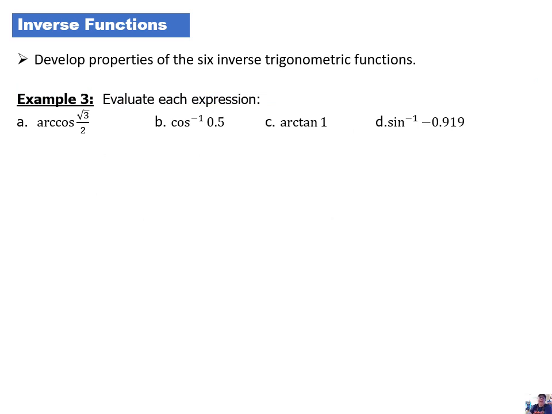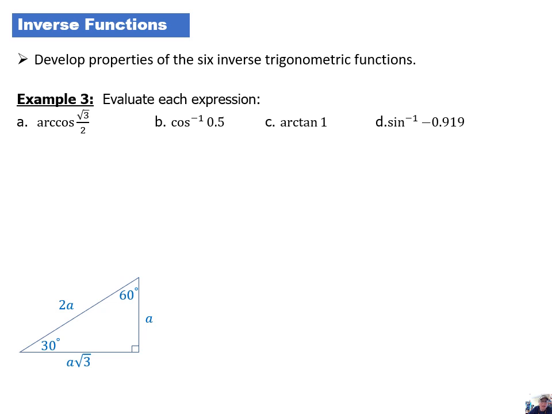Now let's evaluate some of these. Arc cosine of √3/2. Well, first thing I draw is the 30, 60, 90 triangle with its sides. If I have a side value of a across from 30, then across from 60 is going to be a times √3, and the hypotenuse is going to be 2a.